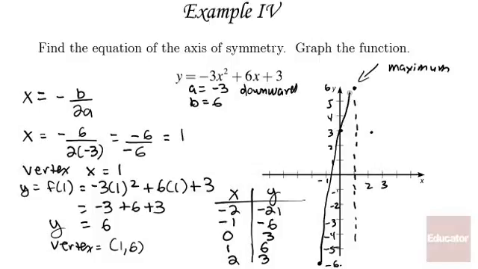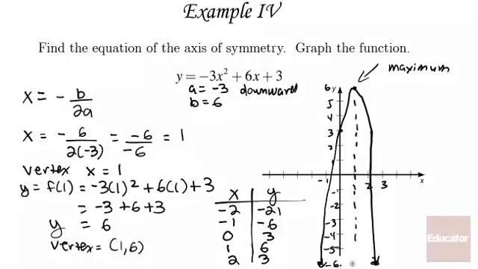So as I said, we're getting a narrow curve because of that relatively large absolute value of A. And if I wanted to, I could reflect another value across right about there using my axis of symmetry to help me find this graph.